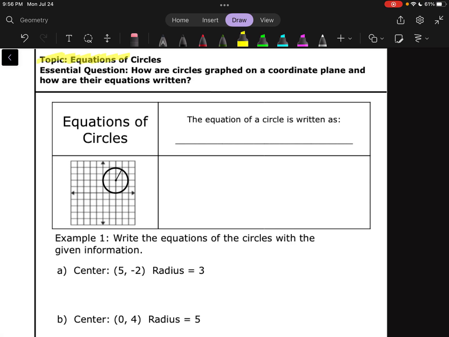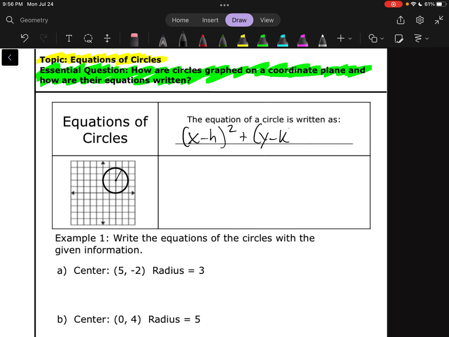Okay, so the topic for this video is going to be equations of circles. And our essential question is going to be, how are circles graphed on a coordinate plane and how are their equations written? All right, just to dive in here, the equation of a circle is always written in standard form of x minus h squared plus y minus k squared is equal to r squared.